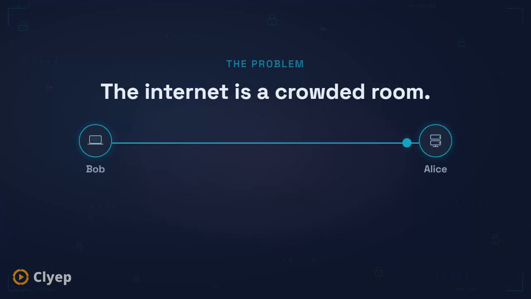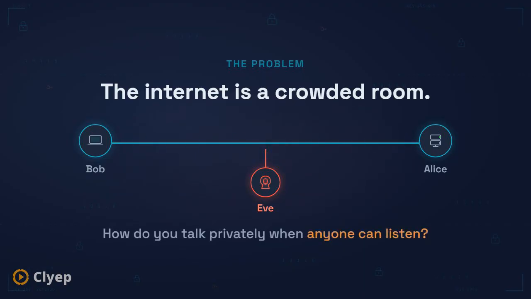To understand the noise, you have to understand the problem. The internet is essentially a crowded room. If Bob wants to send a private message to Alice, he has to send it across wires that he doesn't own. And that means Eve or anyone else sitting on that network can listen in. How do you talk privately when anyone can listen?